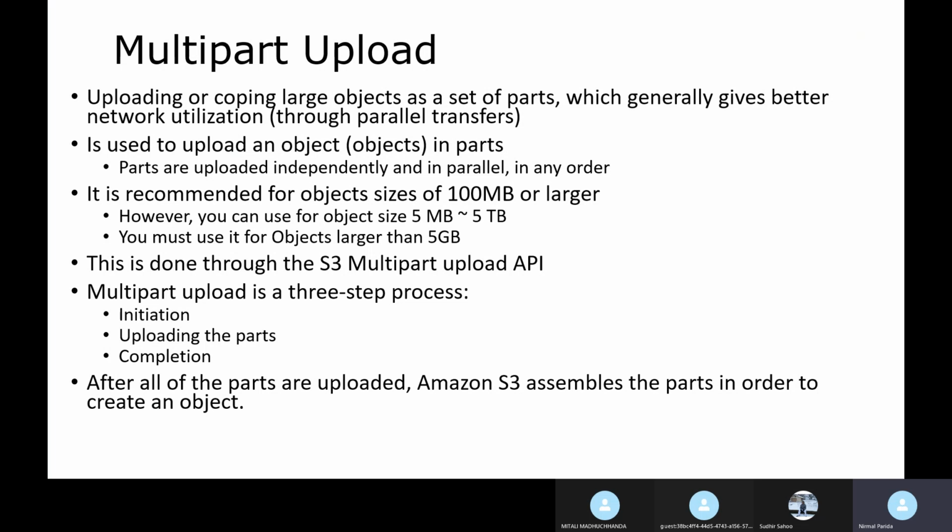Multi-part upload is a 3-step process. One is initiation, next is uploading the parts, and then the completion. In the completion part, it is merging your parts. Every part will be merged to make one object. After all of the parts are uploaded, Amazon S3 assembles the parts in order to create an object.